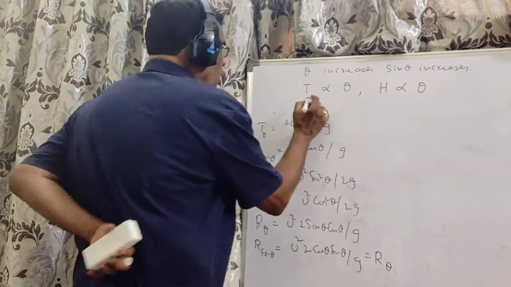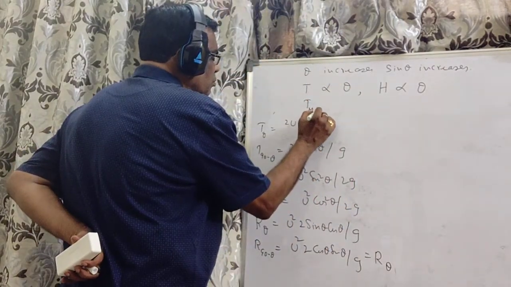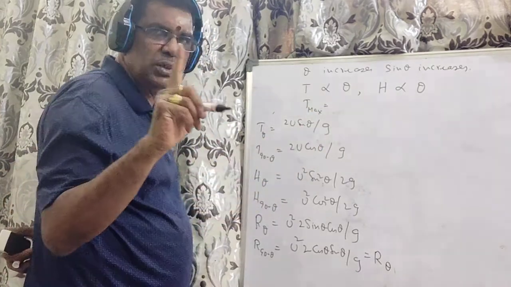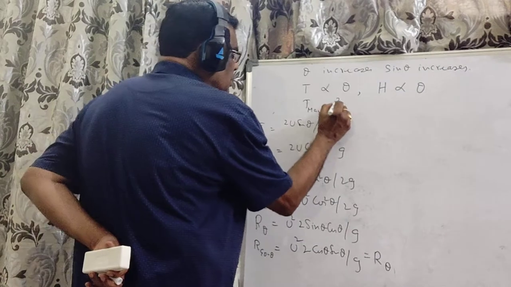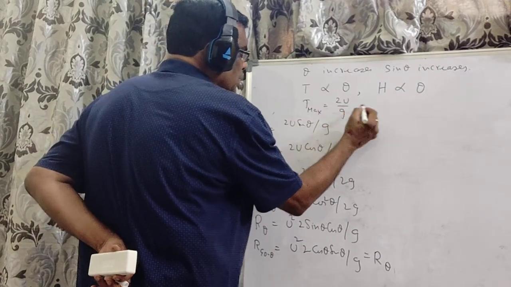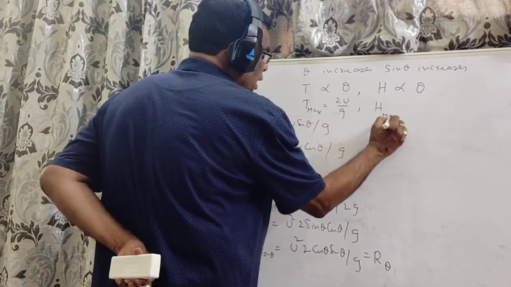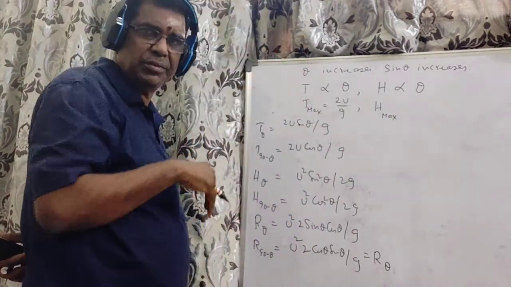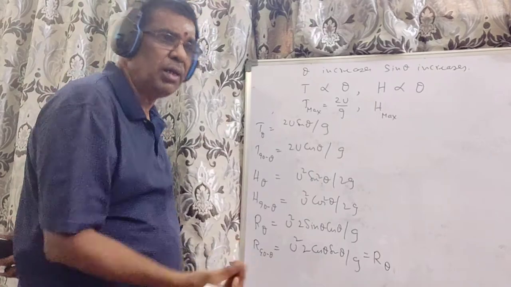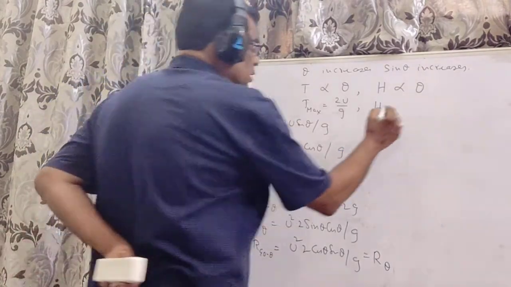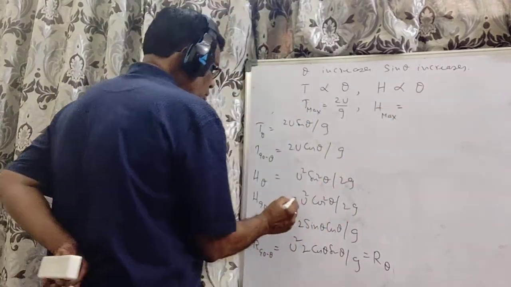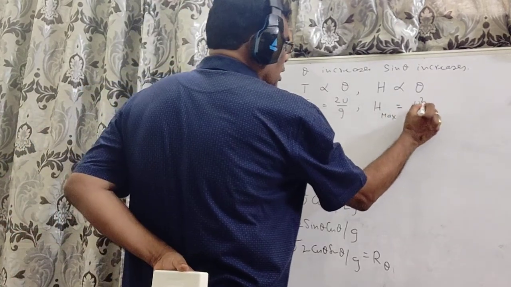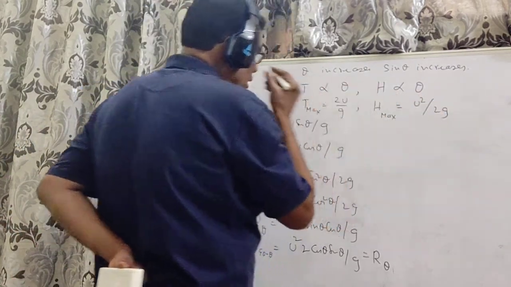Now, t is proper. What is t max? That means maximum time of flight when sine theta becomes 1. So, it becomes 2u by g. And what is h max? That means the maximum possible height, the maximum possible vertical displacement. That is equal to, when this is maximum and sine theta is 1, it becomes u square by 2g.